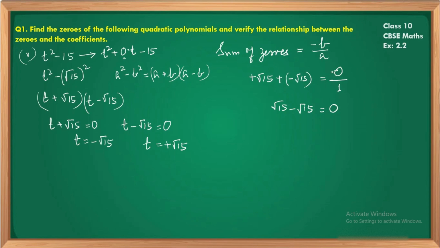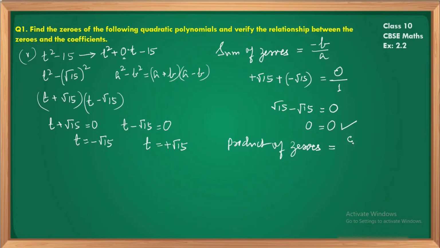One thing you have to remember, 0 doesn't take either minus or plus. It is independent of the signs. Therefore, don't put minus or plus in front of 0. When we divide 0 by any number, we get 0. Thus, 0 is equal to 0. LHS is equal to RHS. This is one verification. Second verification is product of zeros.